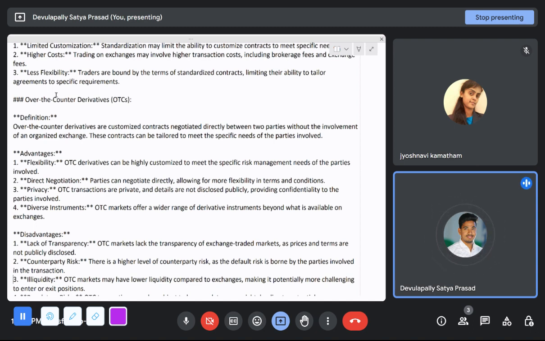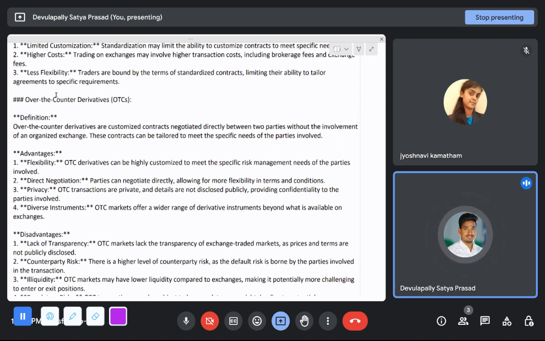Everything you can negotiate with the other party, and because of that there is a lot of flexibility. The second one is that it is directly negotiated. As you and the other party will meet each other directly, you are able to negotiate each and every term in the contract.